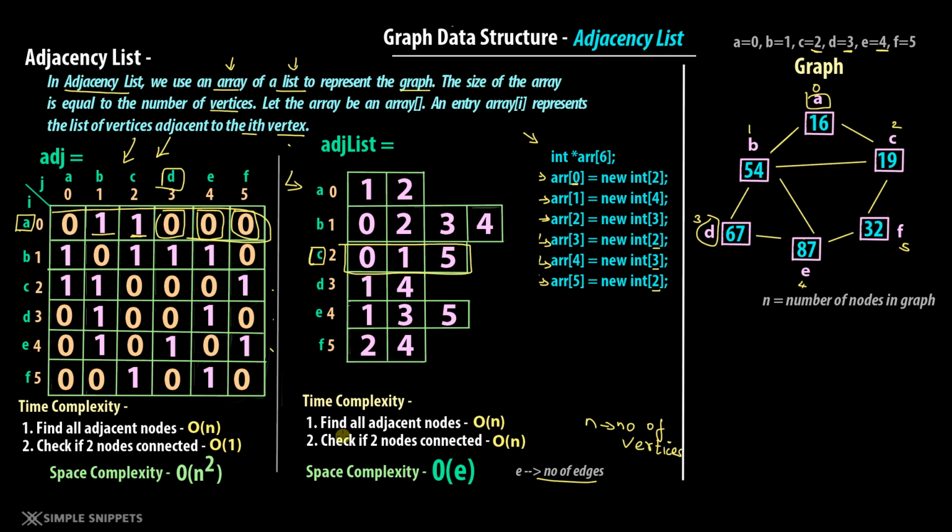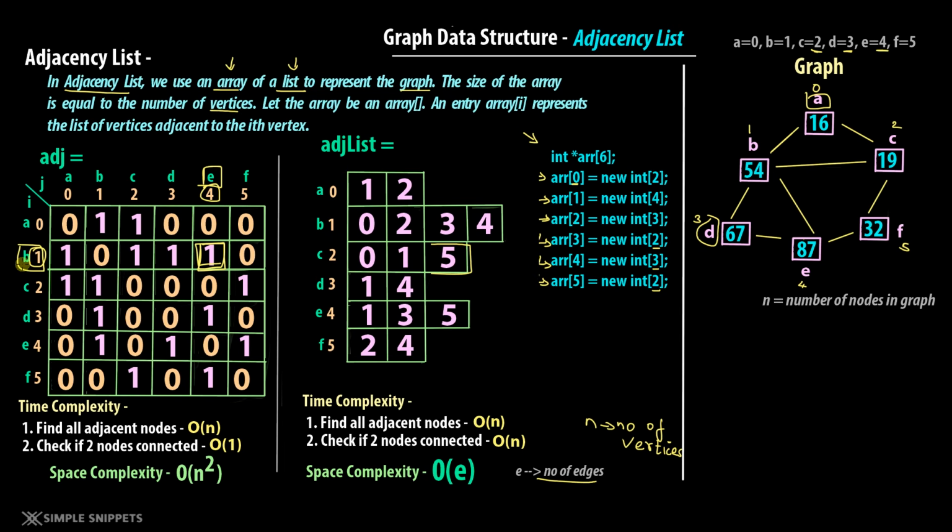Now in order to check if two nodes are connected, this is where the adjacency matrix is a little bit faster. Because in adjacency matrix, in order to check whether B and E are connected or not, you simply have to go to index 1 and index 4 in this 2D matrix and check the value. Over here it is 1, so 1 means connected. So the time complexity is basically O of 1, because it will happen in only one single operation.